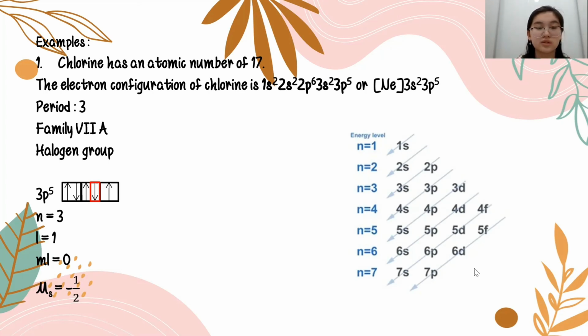Next, we want to find the quantum numbers. So first, 3p5. The n from the 3 is equal to 3. So the l is equal to 1 because s is 0, p is 1. And then the ml is 0 because there is -1, 0, and then plus 1, and it ends in the 0. And then the ms is equal to negative 1/2.